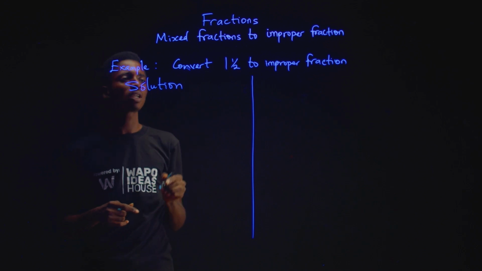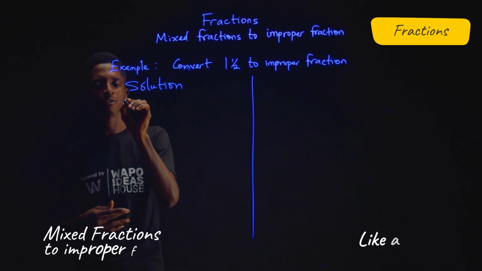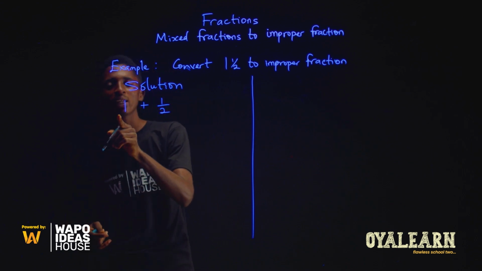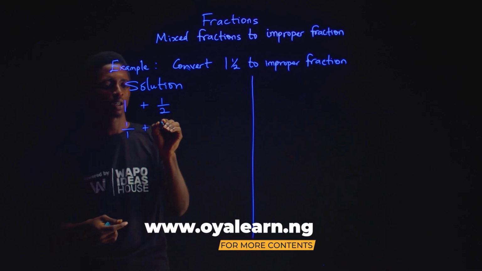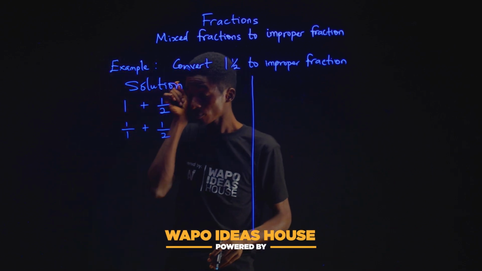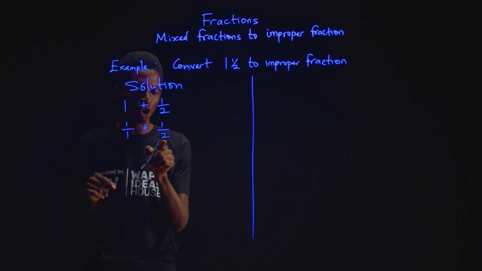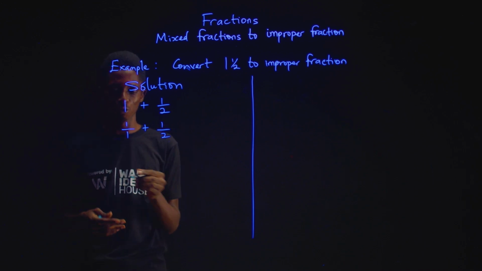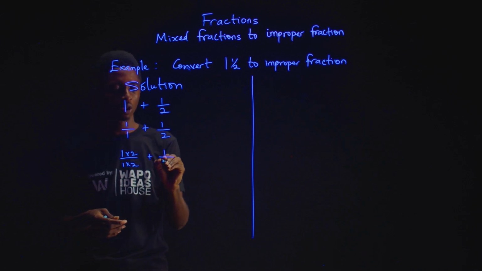Solution. We are looking at converting one whole number 1/2 into an improper fraction. That is, we have one whole number plus 1/2. Now you bring this into fraction form. That is, we have 1/1 plus 1/2. Now what you have to do is to find the equivalent of this fraction in such a way that the denominator will be the same as this fraction. That is what we're going to have here, is to multiply by 2. So I have 1 times 2 over 1 times 2 plus 1/2.